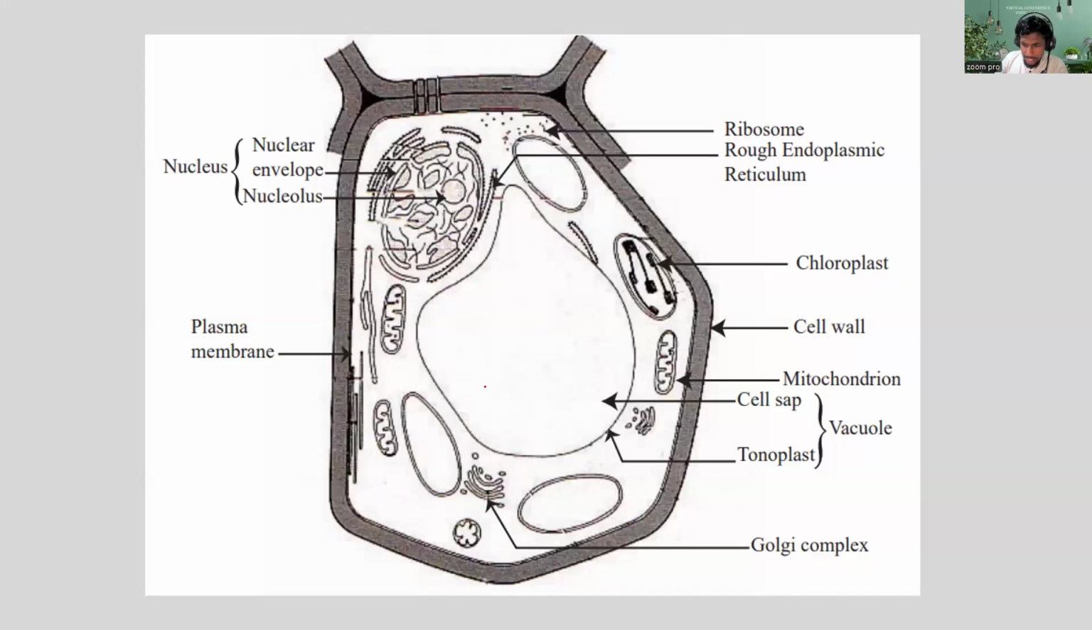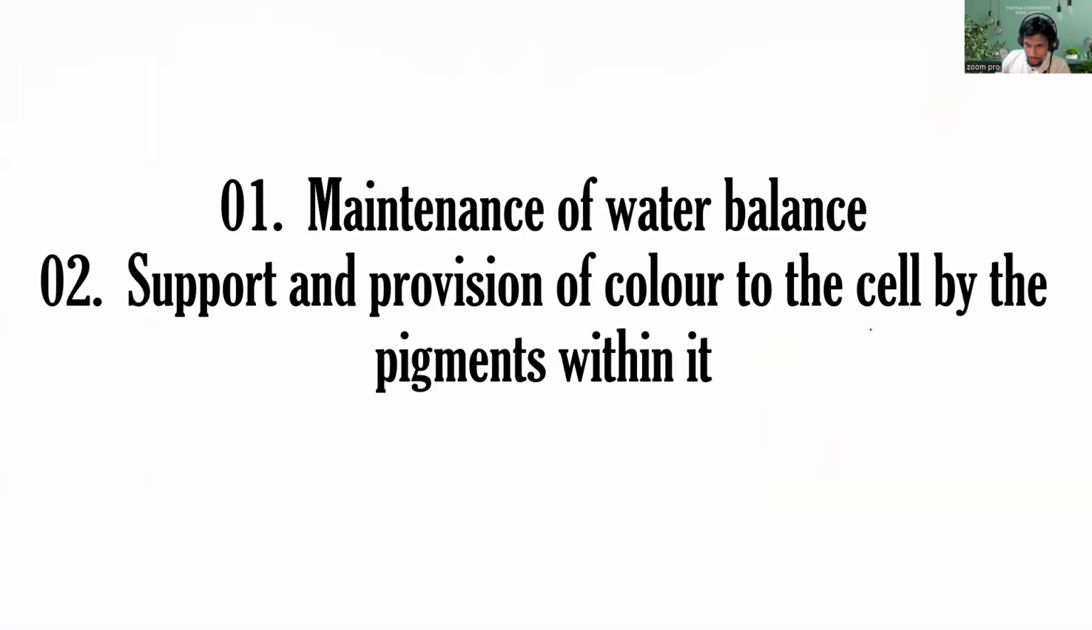Here you can see the image. So in the plant, they have a very big vacuole, right? In the vacuole, we have the tonoplast, the covering of the vacuole. Within the tonoplast, we have a liquid that is called cell sap. And the function is to maintain the water balance and the storage of pigment, especially in the plant. The colorful pigments are stored in the vacuole.